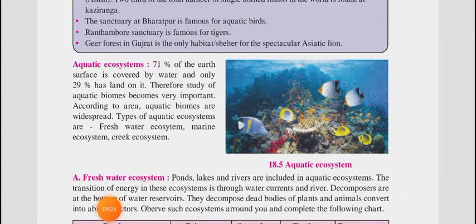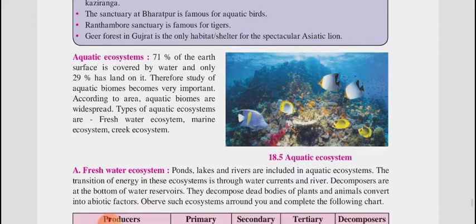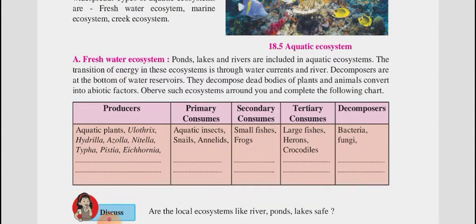Next part is aquatic ecosystem. We all know that 71% of the earth's surface is covered by water and 29% is land. Therefore there is a need to understand the aquatic ecosystem. In this there are two types: one is the freshwater ecosystem, and the other is the marine ecosystem, creek ecosystem. All these are types of ecosystem. In the freshwater ecosystem, ponds, lakes, and rivers are included.